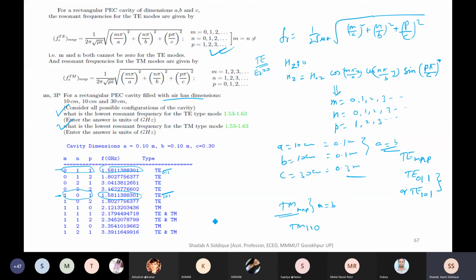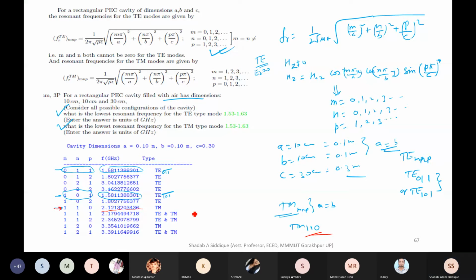Now for the TM least value, what do we have? It is increasing, and TM is starting from 1, 1. While we start from m, n value 1, 1, it is starting from 1, 1. And 1, 1, 0 is not possible for TE because p equal to 0 is not possible. p should be 1. So the least value for TM is this one, 110, and the least value which we are getting is 2.12 something.